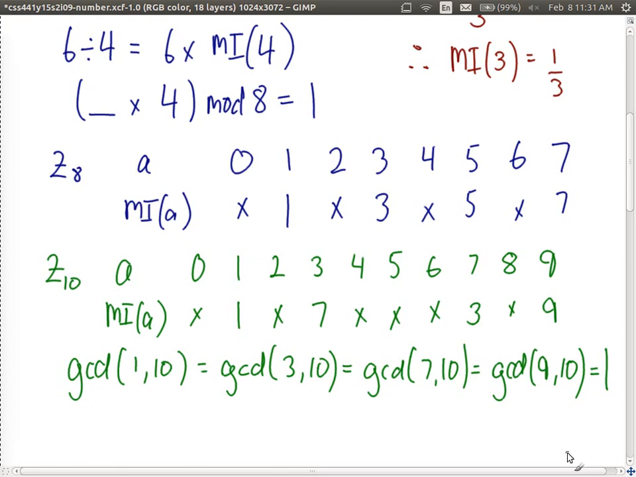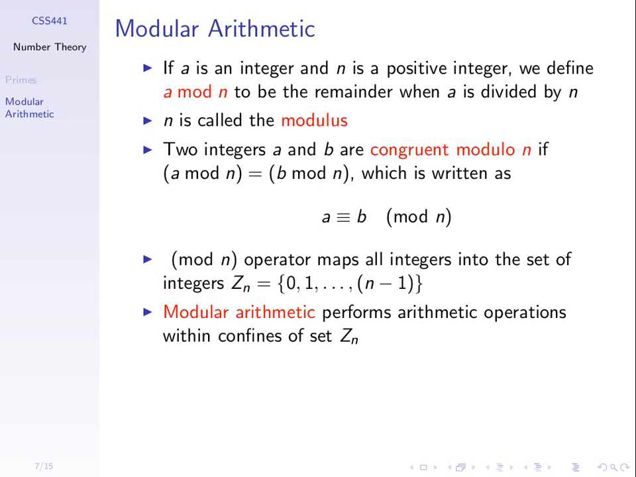So when we want to do division, we need to know which numbers have an inverse, and we can find them by checking if they're relatively prime with the modulus. We can do addition, subtraction, multiplication, division. We can't do division in all cases, only when we have a number relatively prime to the modulus. Let's come back to the slides, see what else we've said.